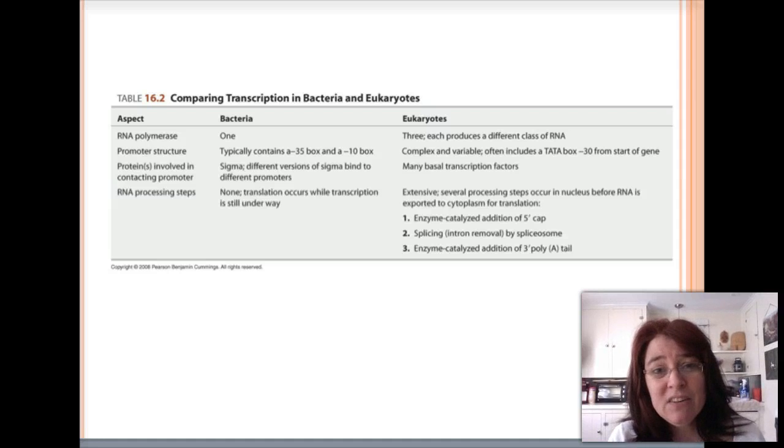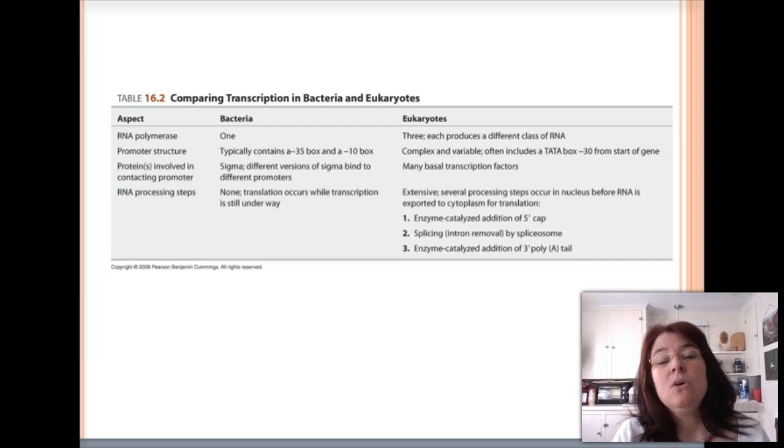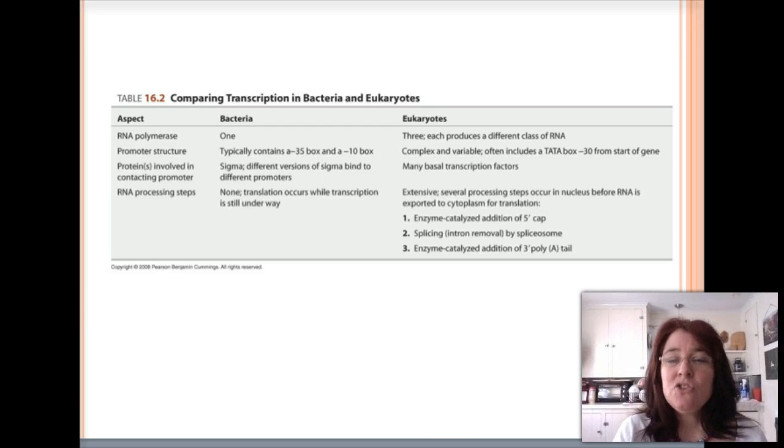Now, when we get together again in the classroom, our next discussion will be what's going to happen to our mature RNA transcript as it comes out of the nucleus and moves into the cytoplasm to undergo this process that we call translation.